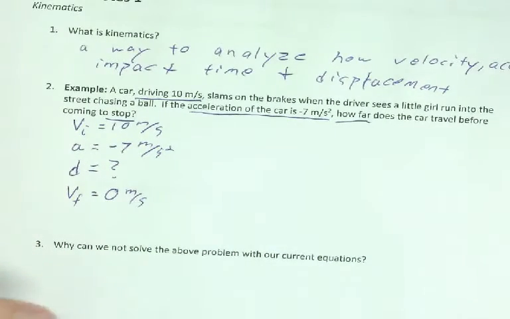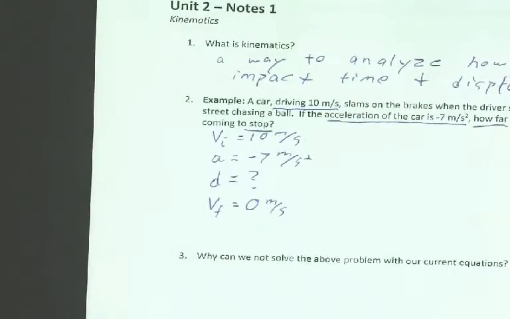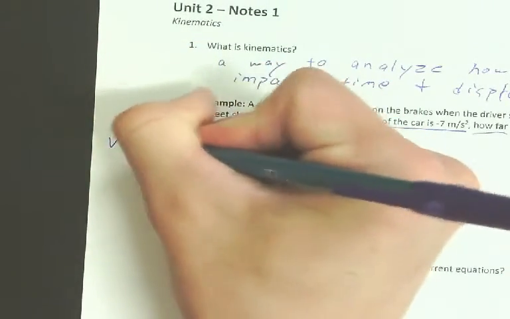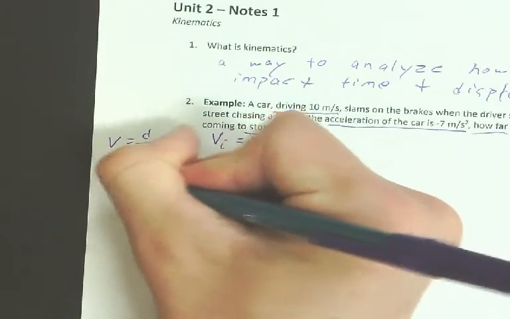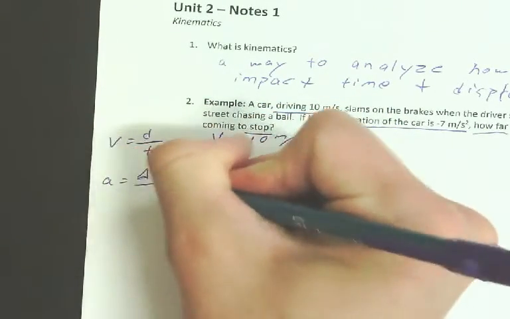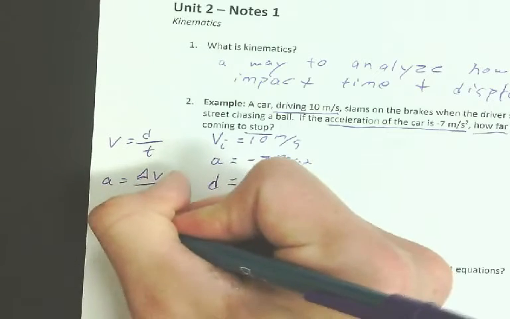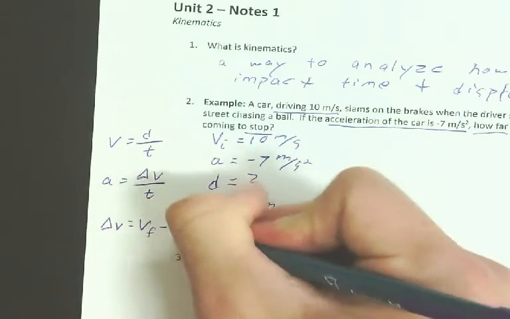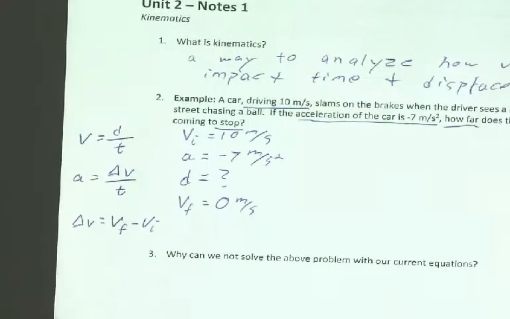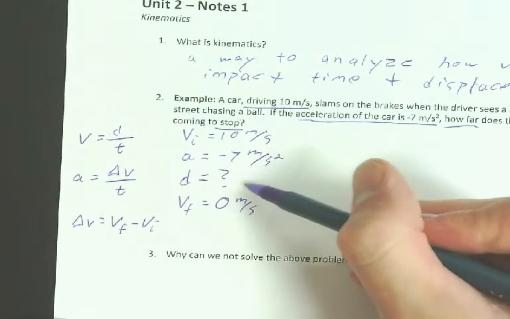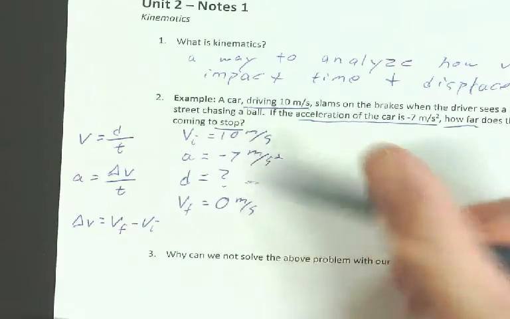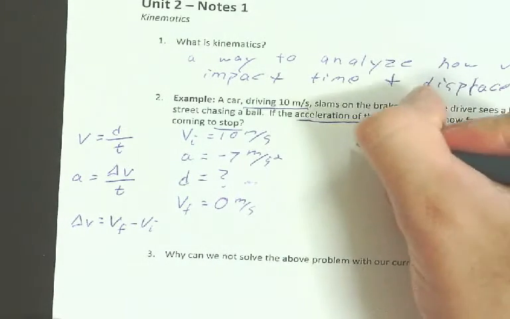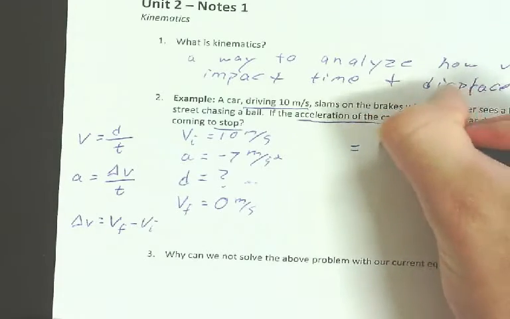So we had two equations last unit that we were using. Well, I guess three, but mostly two. So we had V equals D over T, and we had A equals delta V over T. And just as a reminder, delta V means change in velocity, and we found that by doing the final minus the initial. So I'm trying to find displacement. So I need an equation that has D in it. And the only one that has D in it is this one, V equals D over T.